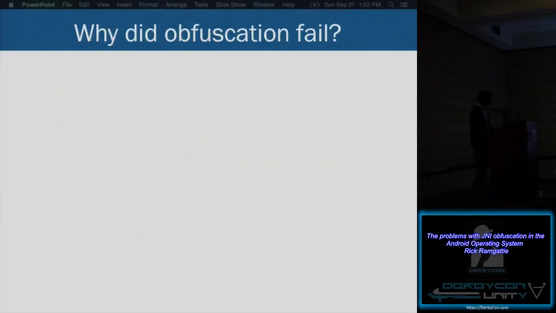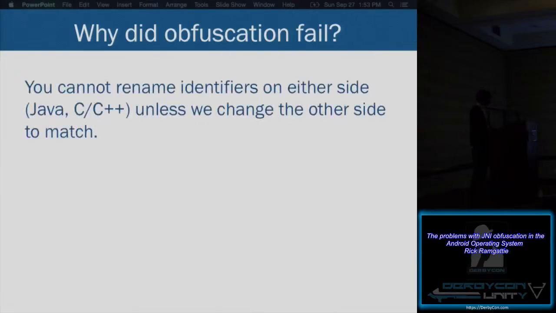So the question is, why did obfuscation fail? Why didn't we tell ProGuard to obfuscate all of their information? The reason is that you cannot rename identifiers on either side. You can't rename something in Java or C or C++ without changing it on the other side to match.